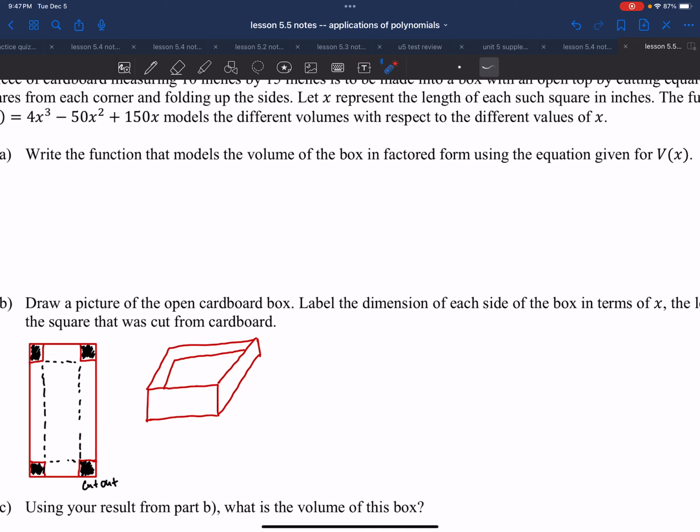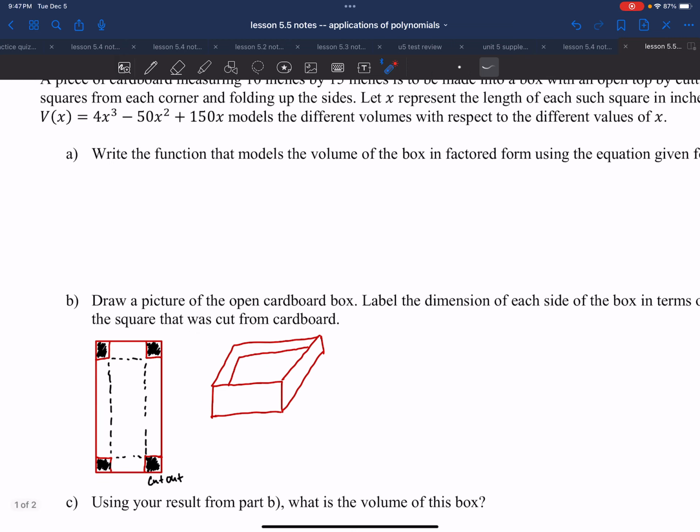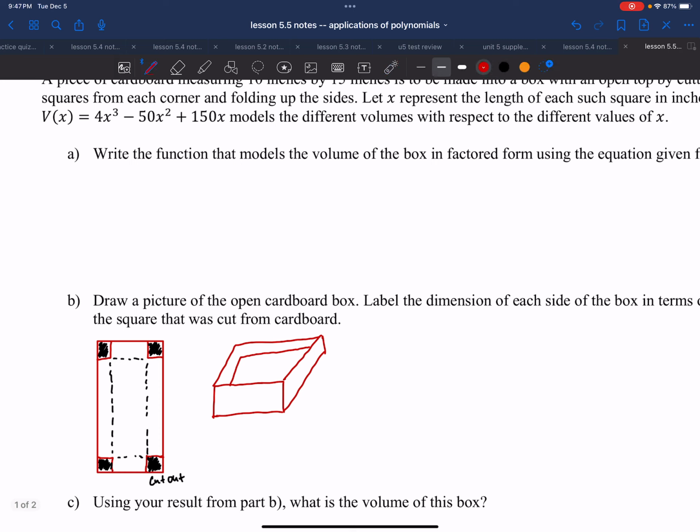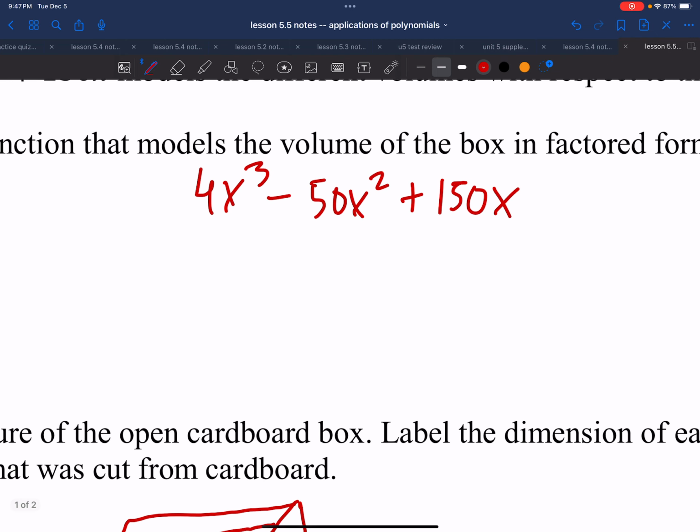And so here's what part A says. It says write a function that models the volume of the box in factored form using the equation given. So I'm just going to take 4x cubed minus 50x squared plus 150x, and we're going to factor that. Always look for GCF first. I notice that 2x is a common factor, and I get 2x times 2x squared minus 25x plus 75.